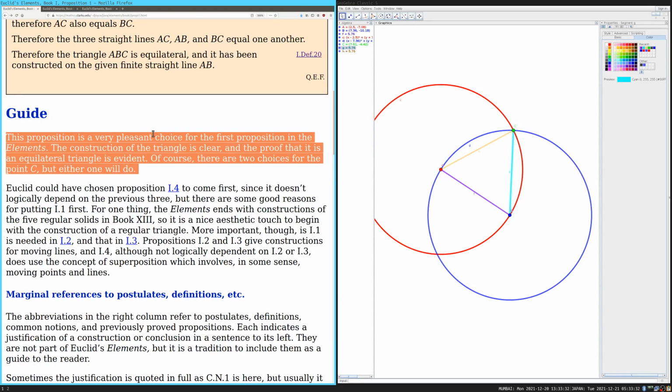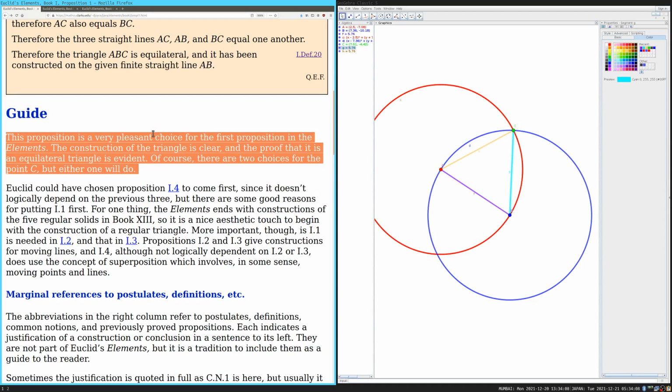This proposition is a very pleasant choice for the first proposition in the Elements. The construction of the triangle is clear, and the proof that it is an equilateral triangle is evident. Of course, there are two choices for the point C, but either one will do. Euclid could have chosen proposition 1.4 to come first, since it doesn't logically depend on the previous three, but there are some good reasons for putting 1.1 first. For one thing, the Elements ends with constructions of the five regular solids in book 13, so it's a nice aesthetic touch to begin with the construction of a regular triangle.